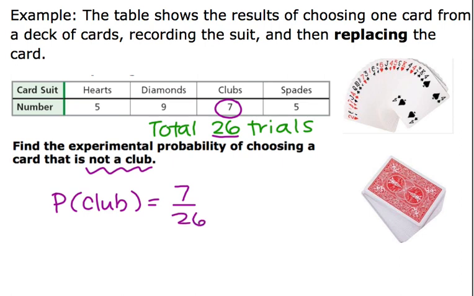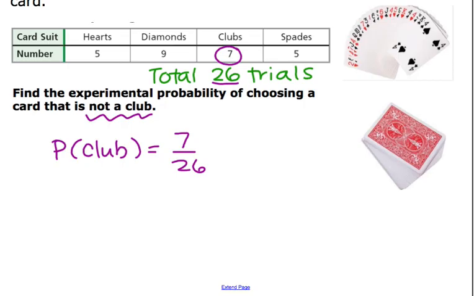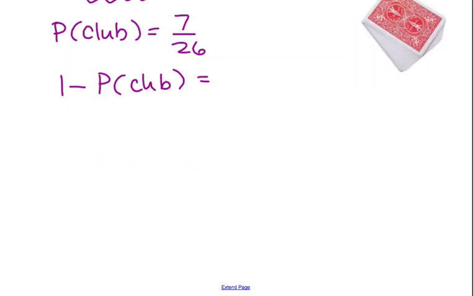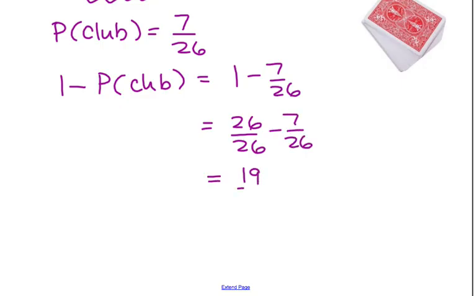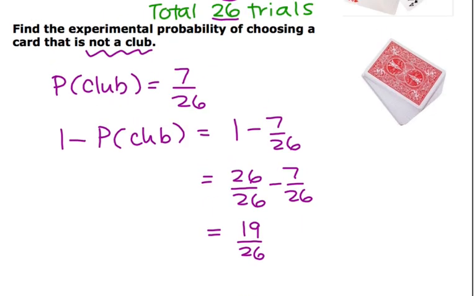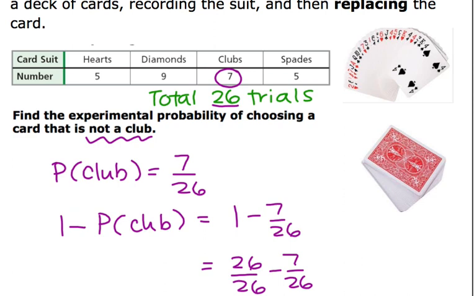Now we're going to use the complement. So you're going to go 1 minus the probability of the complement, or of the club. So 1 minus 7 out of 26. I'm going to change that 1 to 26 out of 26 minus 7 out of 26 equals 19 out of 26. Now, yes, you could go back and just add up all the ones that are not clubs. But sometimes using a complement, when you have a very big group of trials, the complement 1 minus the probability of the club would be faster.